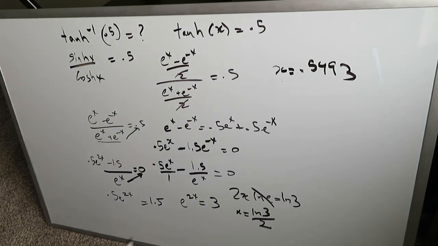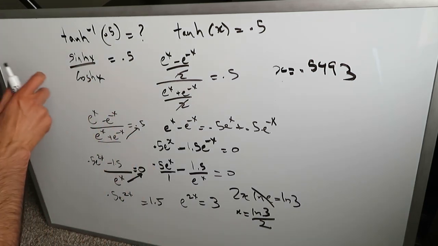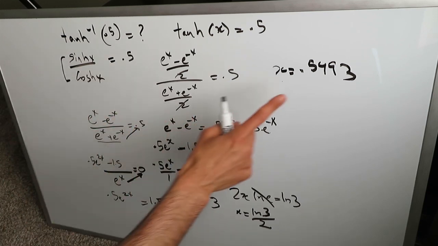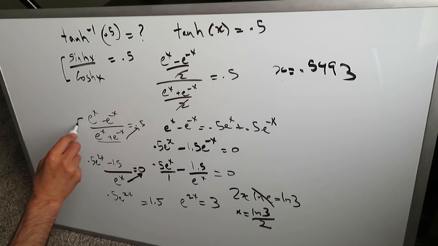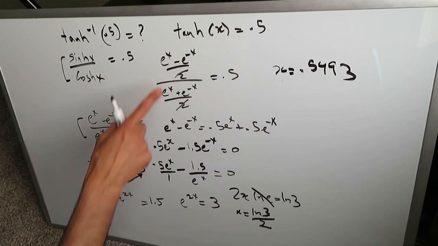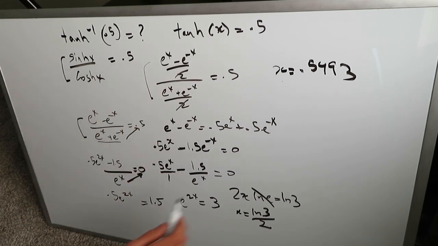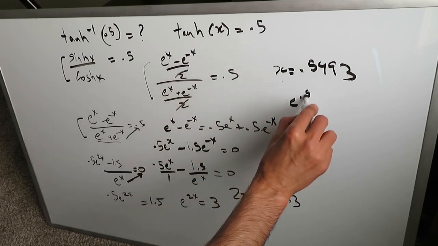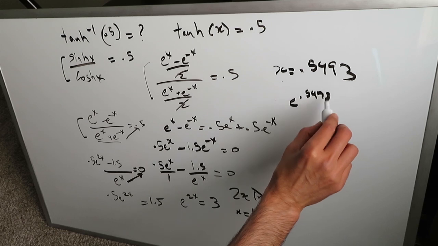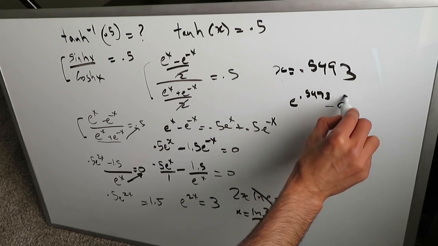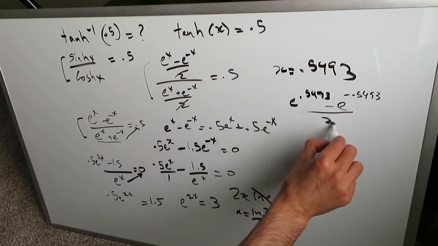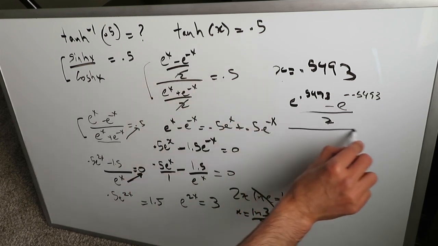To actually check your answer for something like this, which is slightly more involved because the tanh is actually sinh over cosh x, you have to actually plug this into this formula right over here and work. Or you can even plug it into this over here. But look what happens. I'm going to look at this formula right here. e to the power of 0.5493 minus e to the minus 0.5493, over 2. This is the sinh x, the hyperbolic sine.